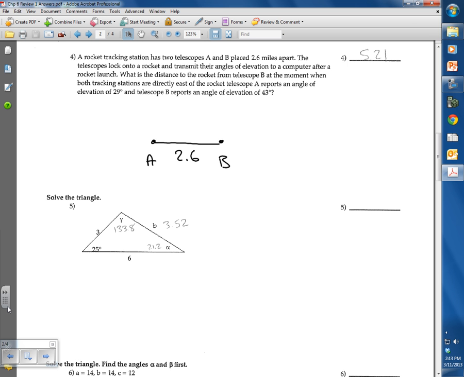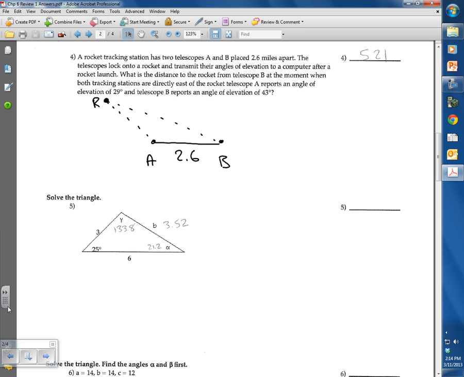The telescopes lock onto a rocket and transmit, so a rocket that's going to be up in the sky somewhere, and transmit their angles of elevation to a computer after launch. What is the distance to the rocket from B at the moment? Both tracking stations are directly east. So both stations, A and B, need to be to the east of your rocket.